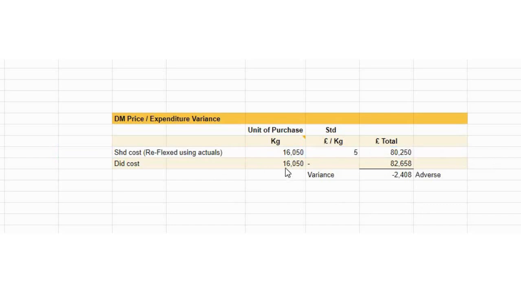But they actually cost 16,050 kilograms of material actually cost £82,658. So taking one from the other, we've got a variance of £2,408, and it is adverse because we spent more than we expected to spend. And so that's the direct material price or expenditure variance. The expenditure means what did you spend on it.